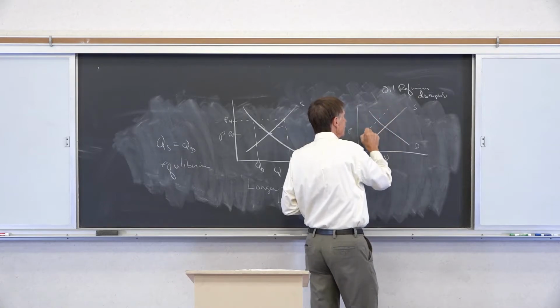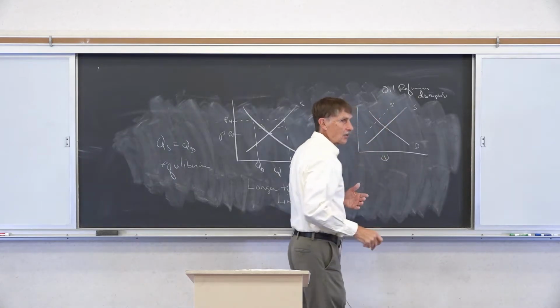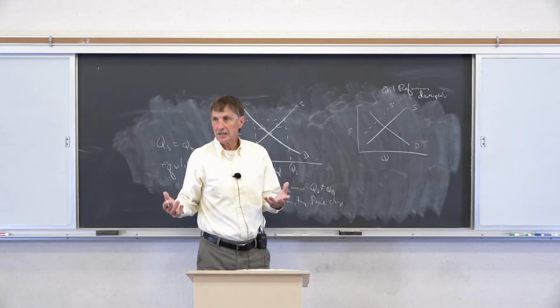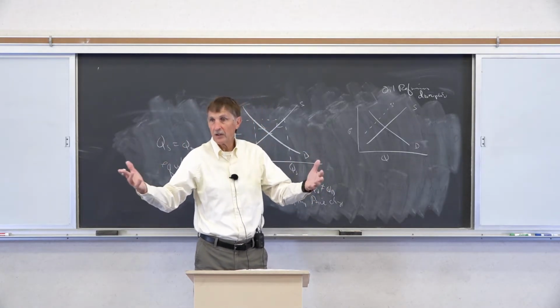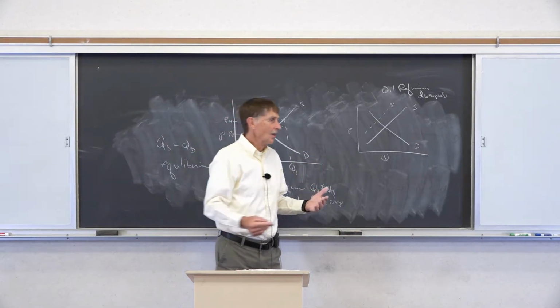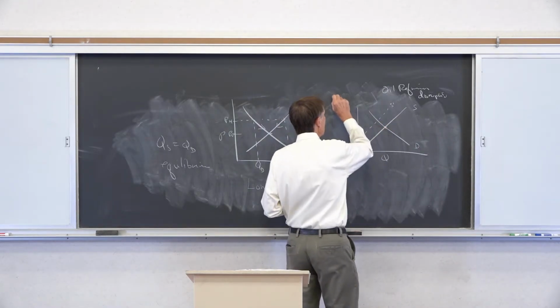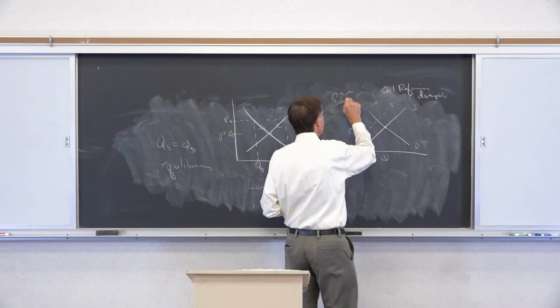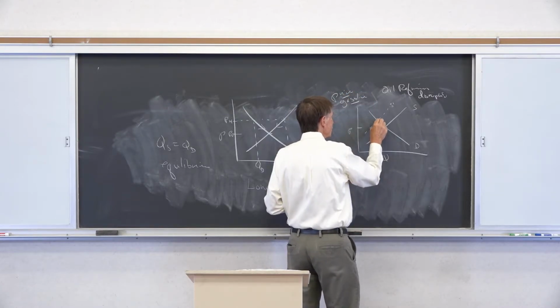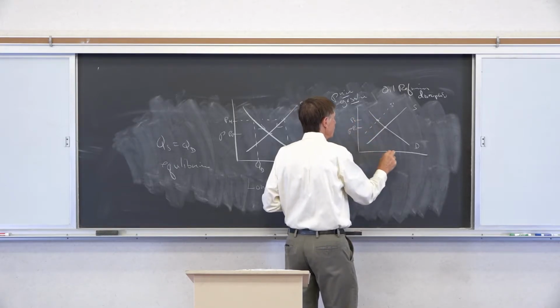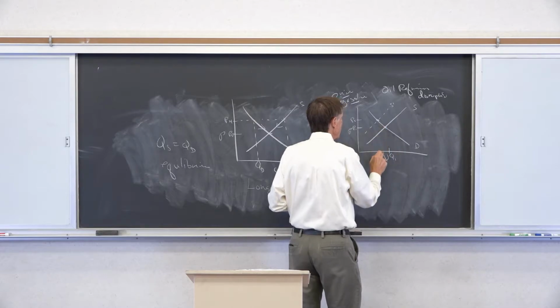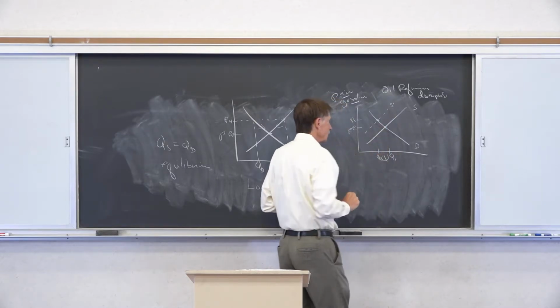Well, what is that going to do? The supply is going to shift to the left. There's going to be less gasoline out there because the refineries have gotten wiped out. So what ought to happen, if we're looking at the price of gasoline, is the price of gasoline should go up from P1 to P2, and the quantity goes from Q1 to Q2.